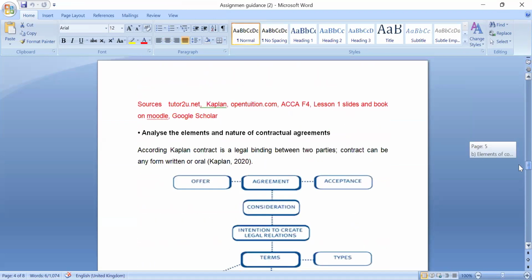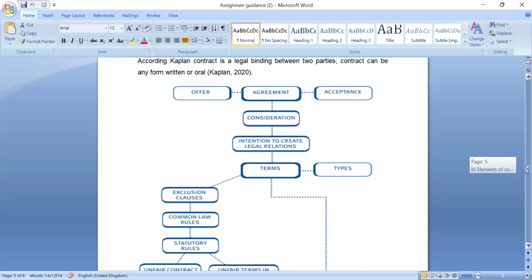In this case, we mentioned the sources can be Kaplan, Open Tuition, ACCA F4, and the Lesson 1 slide, and I included some. You will see, according to Kaplan, a contract is a legal binding between two parties. A contract can be in any form, written or oral. I included here the reference which we got from Kaplan. This is Kaplan 2020, and the full link will be in the reference page, which I'll show you in a minute. And these are the elements of the contract which we discussed.